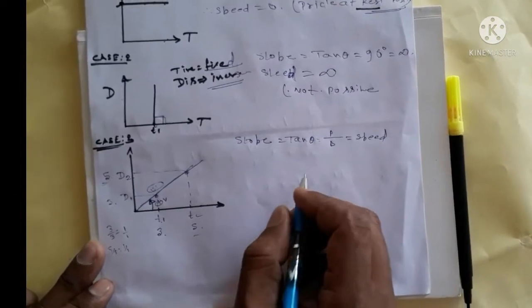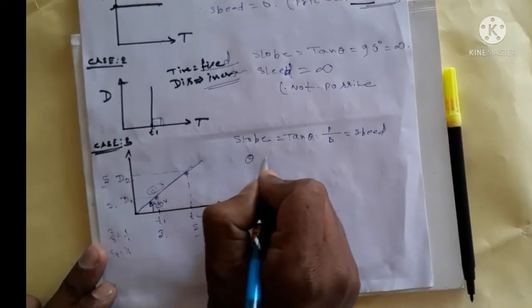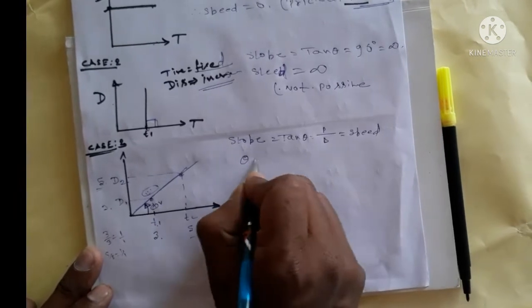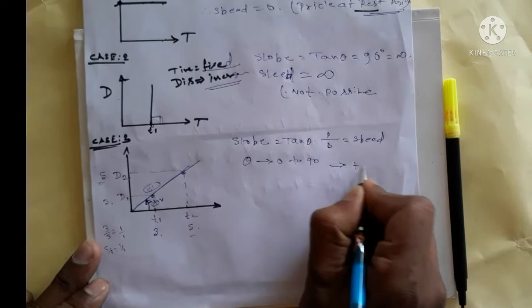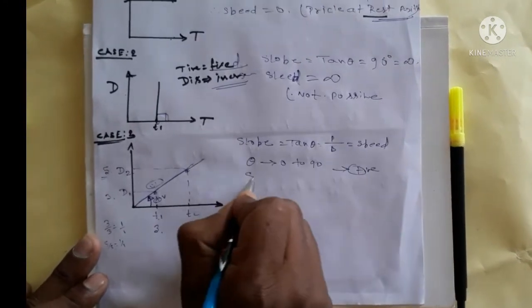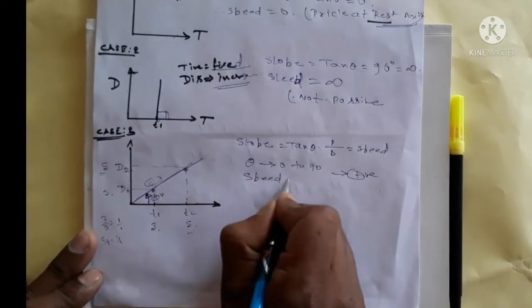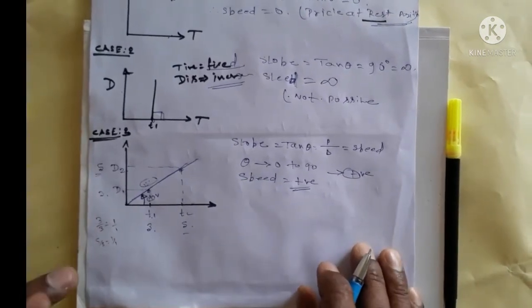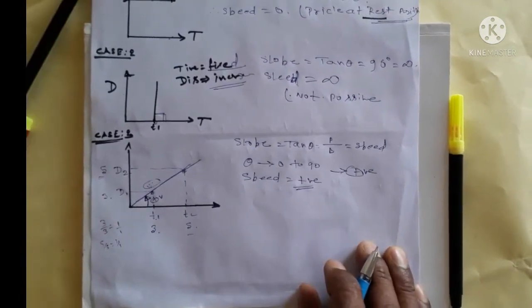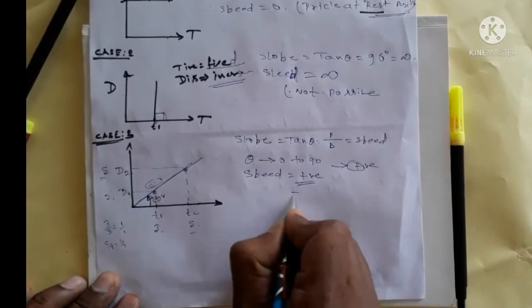But we know that the value of tan theta from 0 to 90 is always positive. So speed is positive. So speed is positive in nature, and constant.